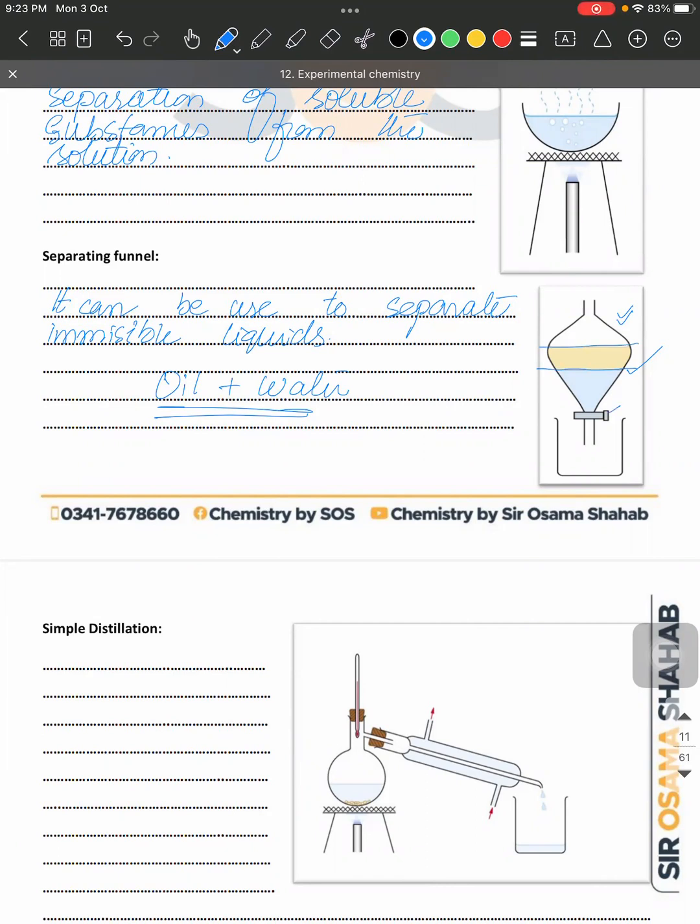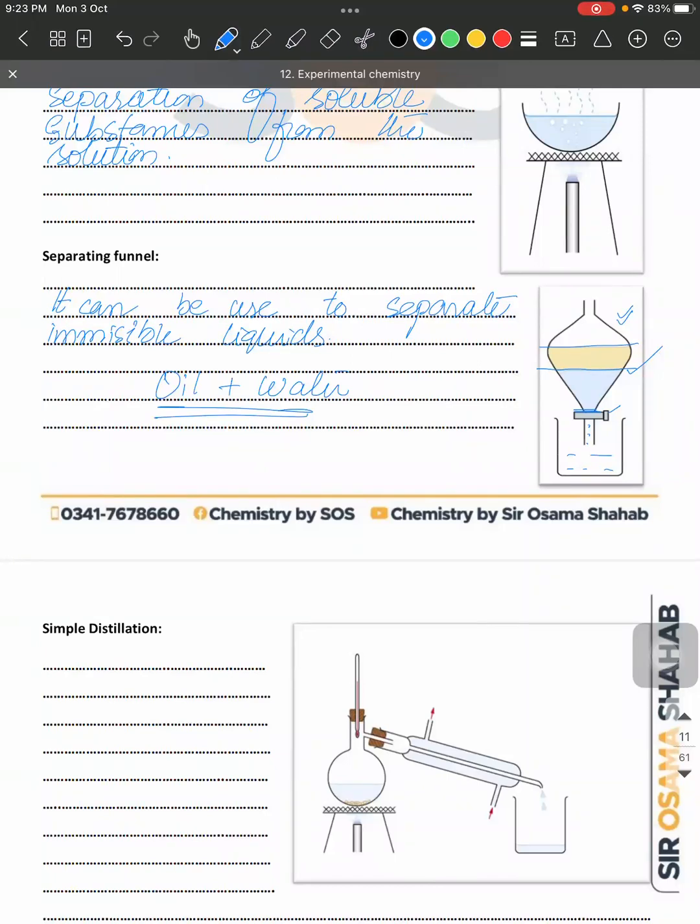Now you just open the tap, आप इस टैप को ओपन करेंगे और आहिस्ता आहिस्ता इस पानी को आप क्या करेंगे, कलेक्ट करना शुरू कर देंगे। जैसे ही यहाँ तक पूरा पानी सेपरेट आउट हो जाएगा और जैसे ही ऑयल की लेयर यहाँ पर आएगी, you just stop and you just turn off the tap, राइट बच्चों? So in this way you can separate out two immiscible liquids. Is that right or not?